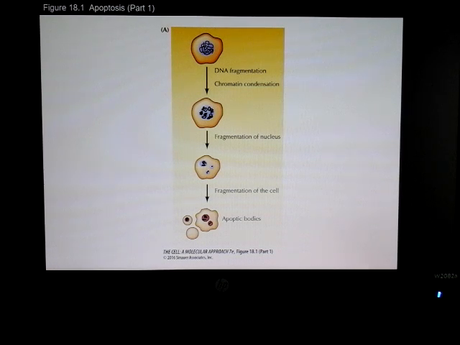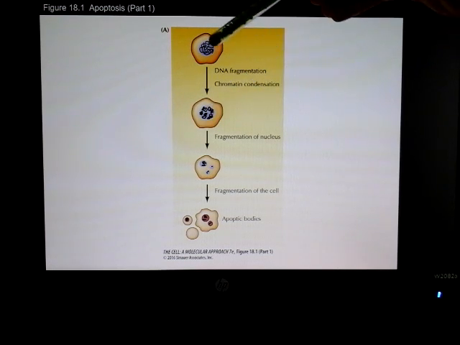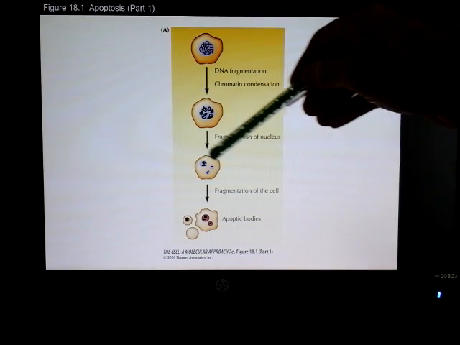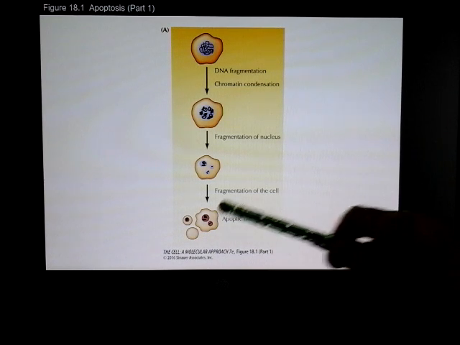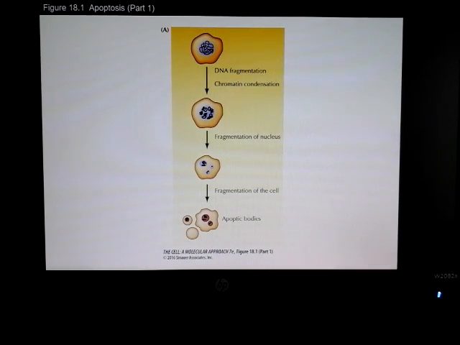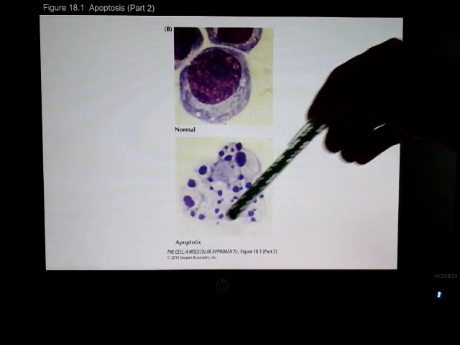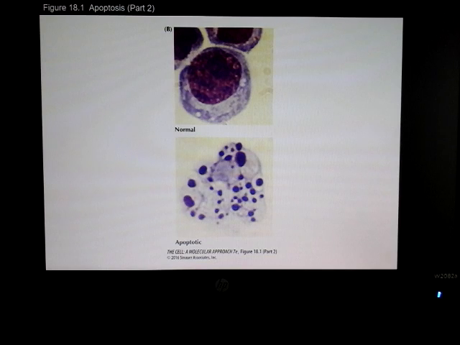So if you take a look at this here, guys, you can see in the DNA fragmentation and chromatin condensation, there's a big difference that you're going to see in the nucleus. Eventually, the nucleus starts to fragment, and eventually you get this blebbing that occurs down here, and you get what are called apoptotic bodies. And this is a great example of that, guys. Here's your normal nucleus here. You can see that they're all broken up. The cells are starting to fall apart there.